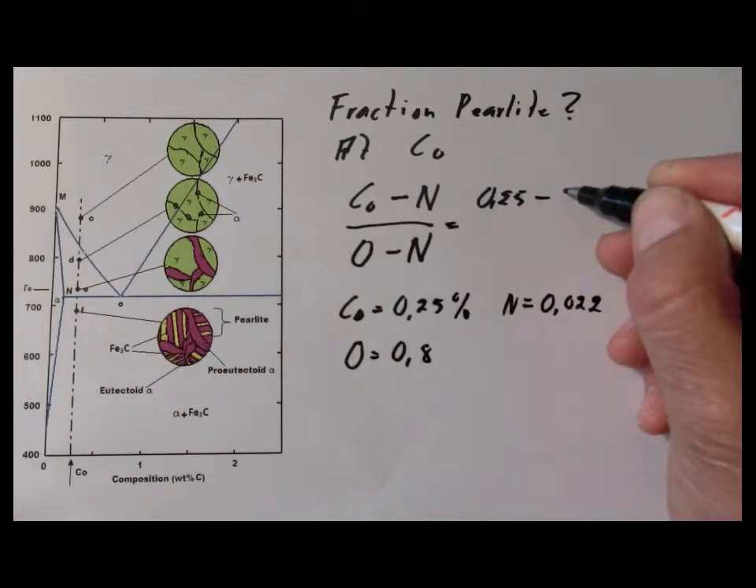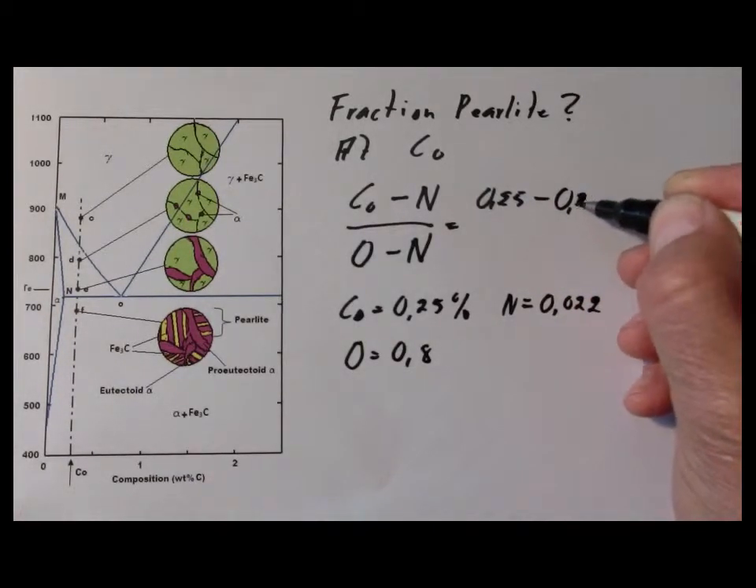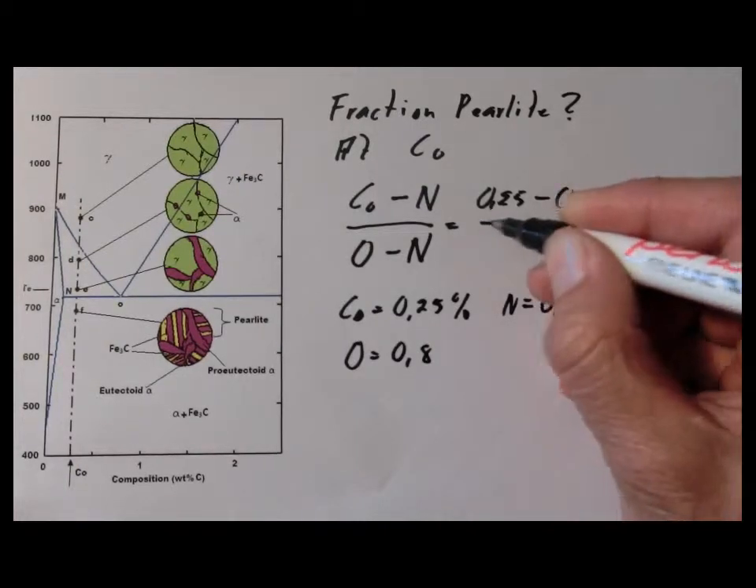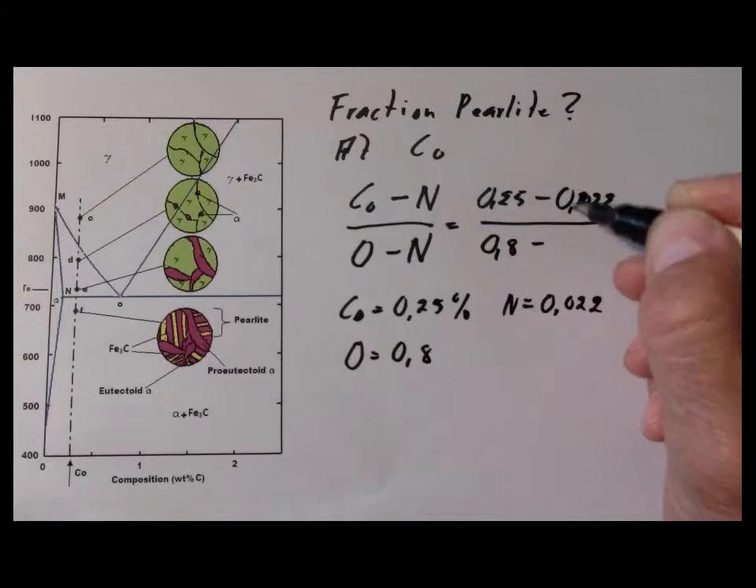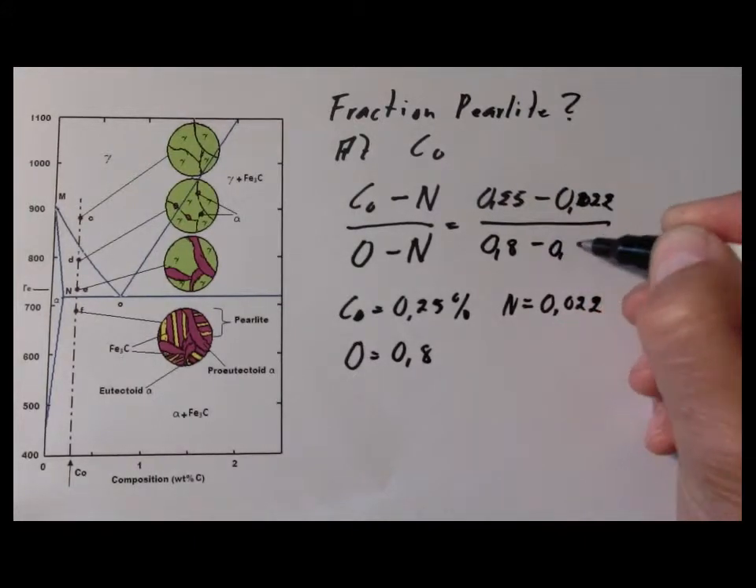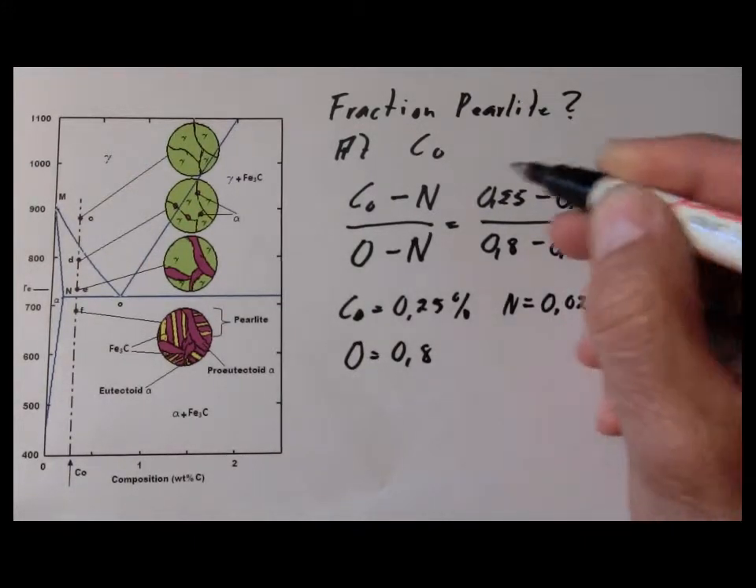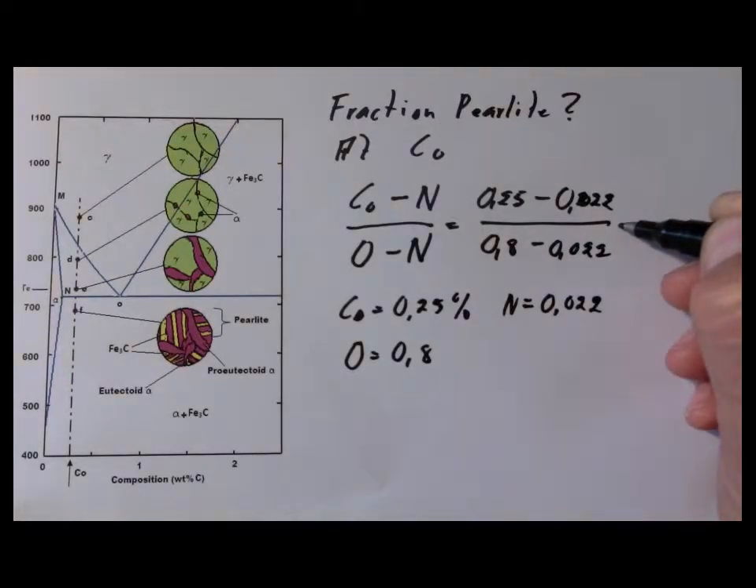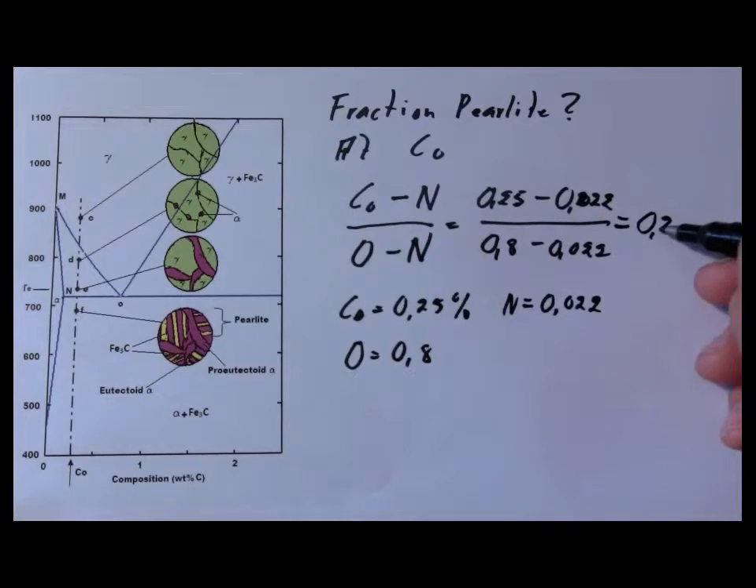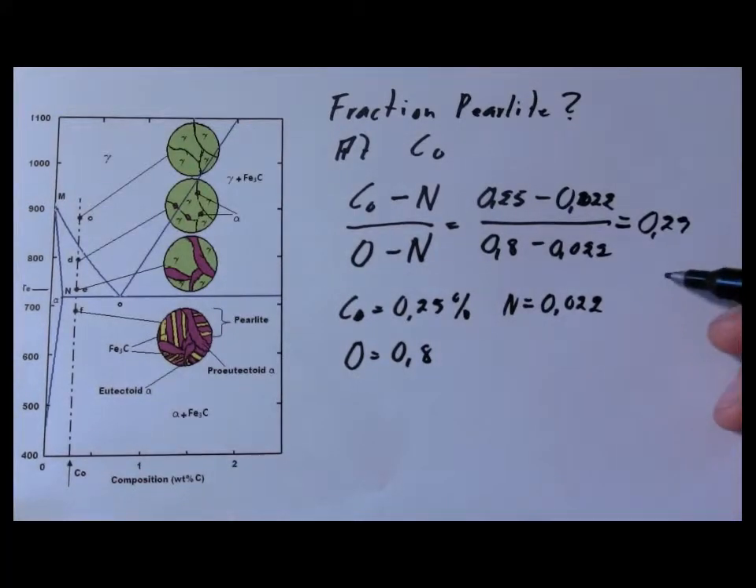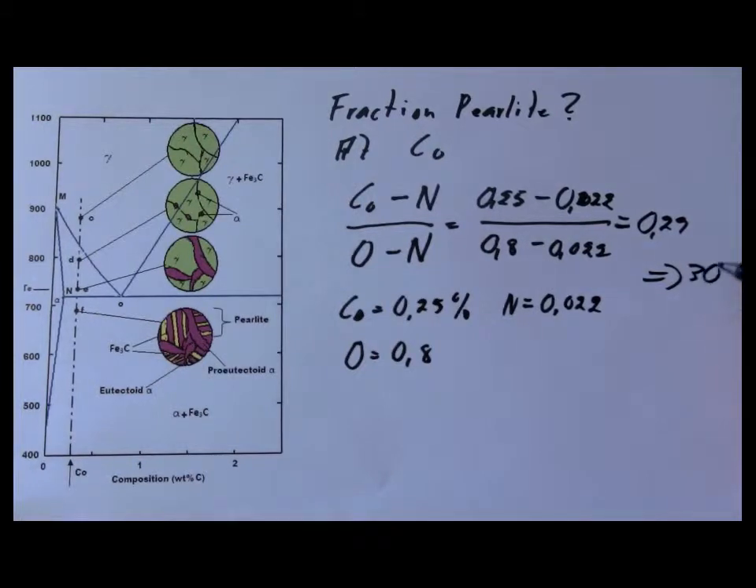So now we can just add this into the equation here: 0.25 minus 0.022, divided by 0.8 minus 0.022. So this is a fraction, and if you calculate this we get 0.29, which means that roughly 30% of the structure is perlite.